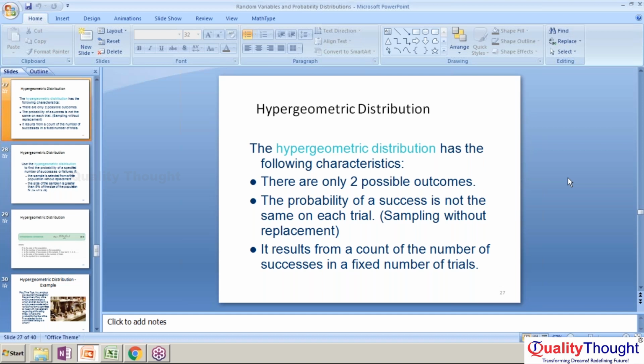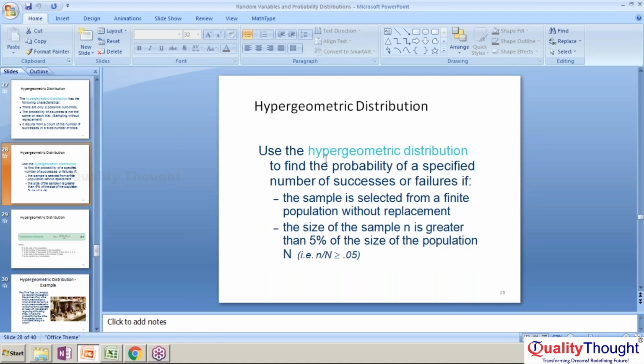So the very first person who will say that they have voted for the party X, the probability of getting a very first success will be calculated. You got my point? You understood? This is a kind of stuff that you will come across with the hypergeometric distribution. Also, you have to use this hypergeometric distribution when the sample is selected from a finite population without a replacement, and also when the size of the sample is greater than 5% of the size of the population.